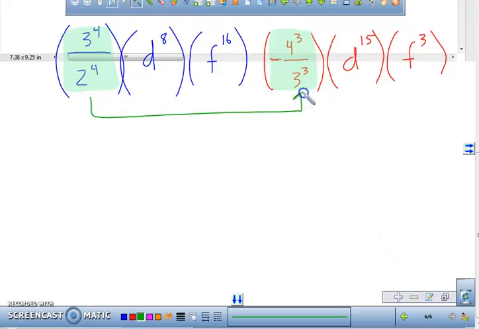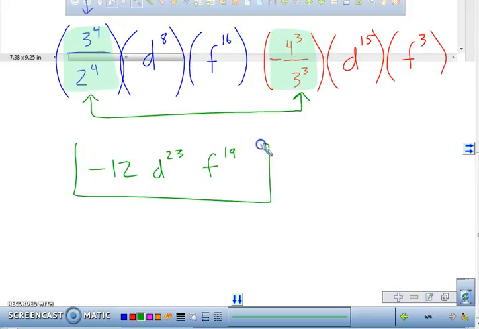So what was the product of these two right here? What did that end up becoming? Negative 12. So all that got us to negative 12. Now, what can we do with the d to the 8 and d to the 15? What are we allowed to do with those? Simply add them together. So that's going to give you d to the 23rd. What are we allowed to do with the f to the power of 16 and f to the power of 3? Add them together, that gives you f to the power of 19. There you go. And by the way, that is your final answer simplified. We don't have any negative exponents.